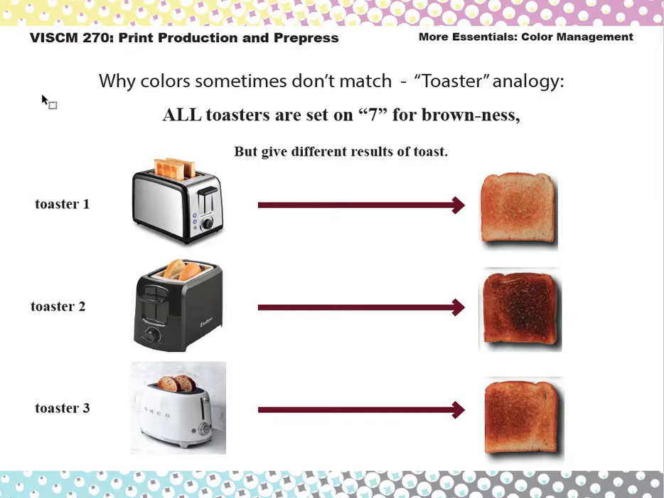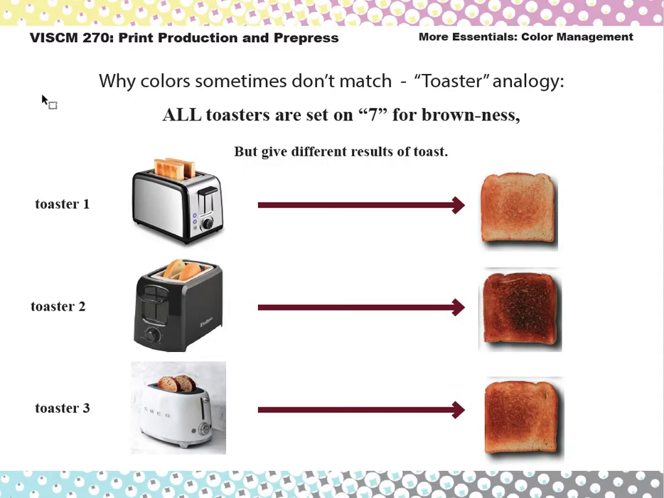So to describe color management, I've got this analogy that I've used with toast. Bear with me here, it's not a perfect analogy, but it might get the idea across to you. Imagine you've got 3 toasters, and they're all different brands, and you set all the toasters to a brownness of 7, because you like your toast just perfectly browned.